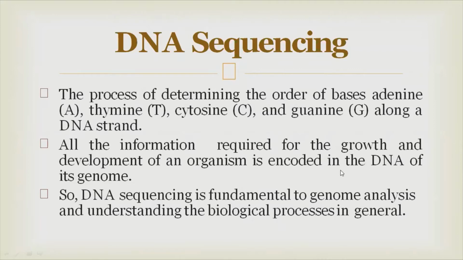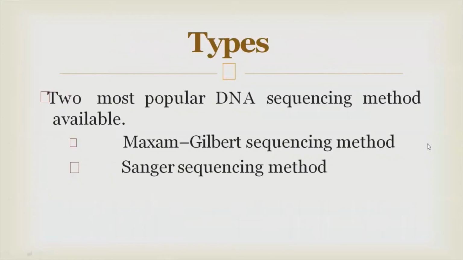So we were learning about the first generation sequencing, and in that we had learned about two types of DNA sequencing method, which were developed very early in their time, and for which Dr. Sanger has received the Nobel Prize, and we also have two more people whose sequencing method is known as the Maxam-Gilbert sequencing method. So these are the two most popular DNA sequencing methods available, one is Maxam-Gilbert and the other is Sanger's method of sequencing.